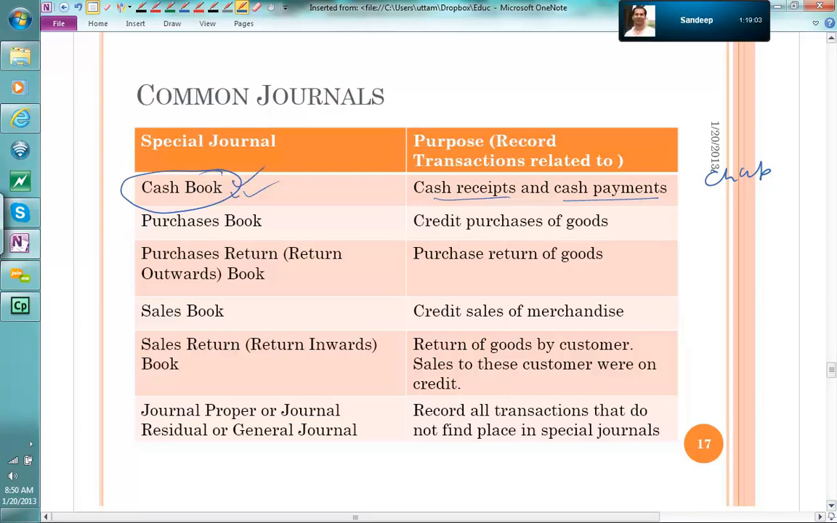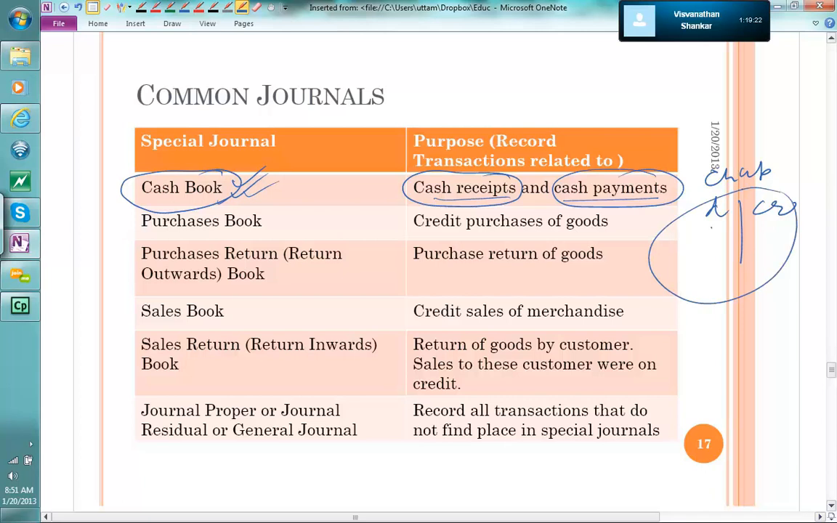Okay, then you will see that the cash transaction handles both the cash receipt and the cash payment. There you have a debit side and a credit side. But note that for every debit entry into the cash book, the other side of the transaction is not listed in the cash book.